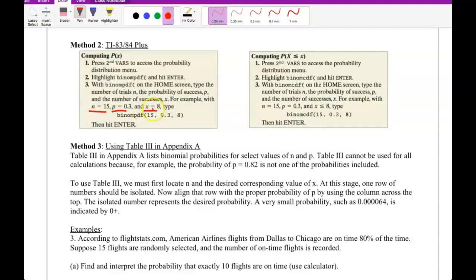When you have x equal to, you need to use probability binomial PDF. So again, you're using binomial PDF when you have x equal to. I don't have less than or equal to, I have equal to. But in this part, we have x less than or equal to 8. That's why we use binomial CDF.